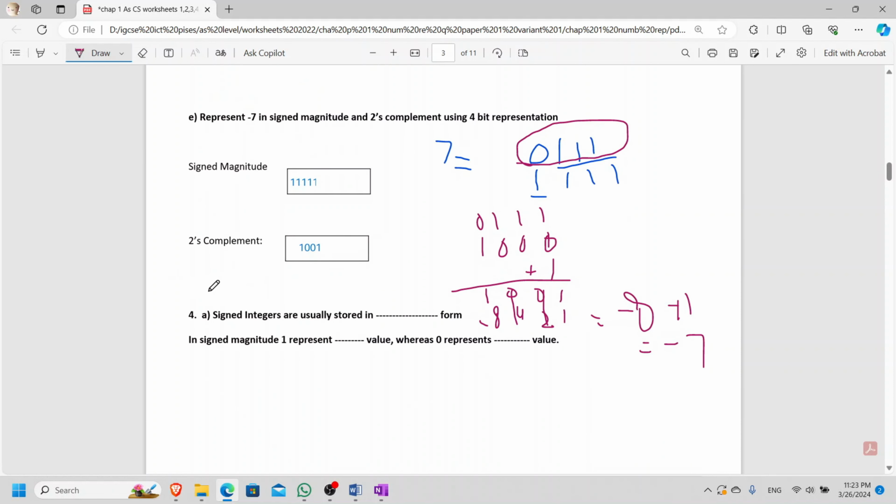Okay, next question is, signed integers are stored in dash form. They are stored in 2's complement, right? Okay, in sign magnitude, what is the 1 representing over here? I just told you, in sign magnitude the 1 represents the negative value, and 0 represents the positive value, right?